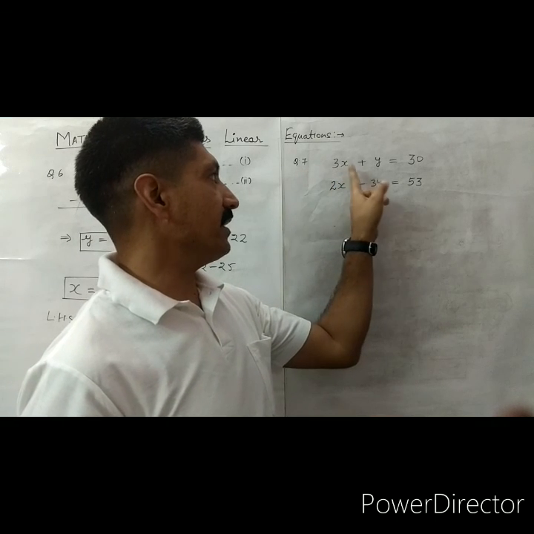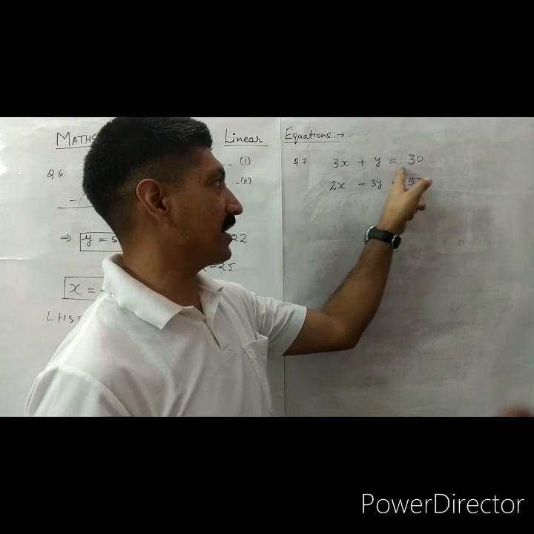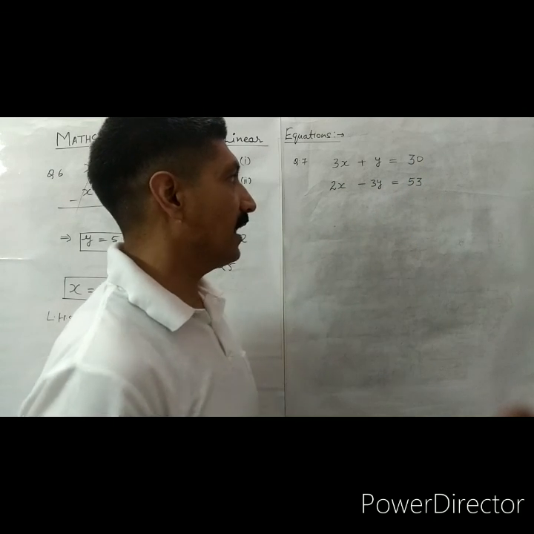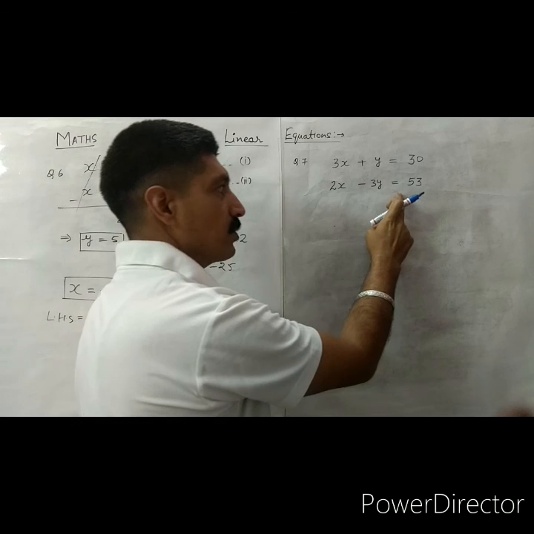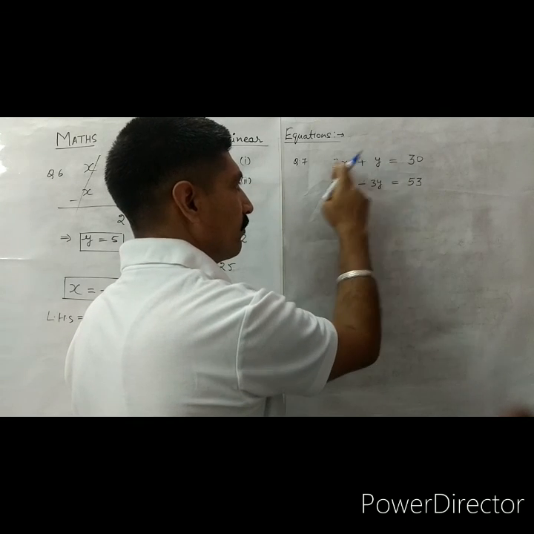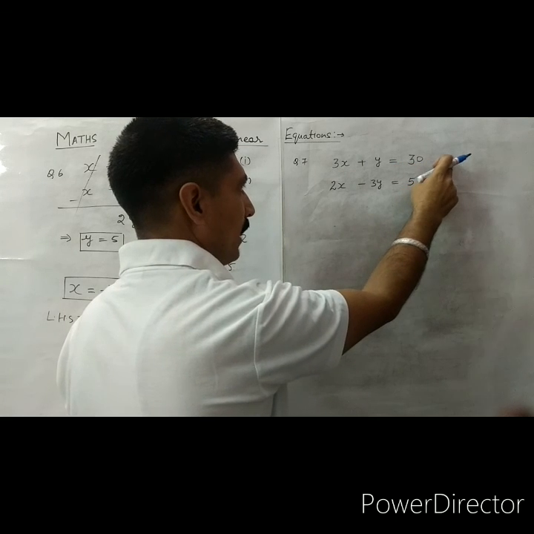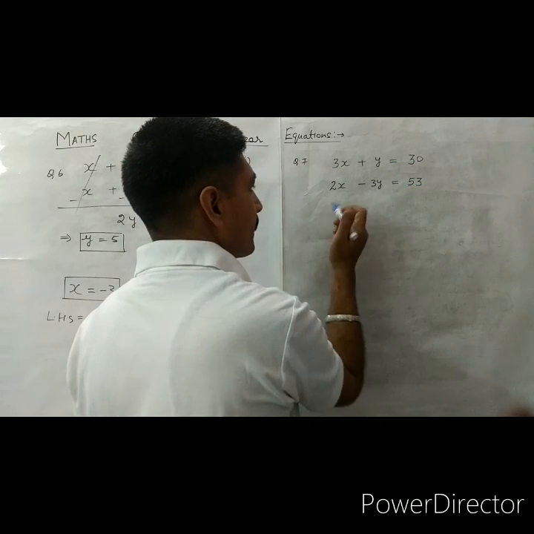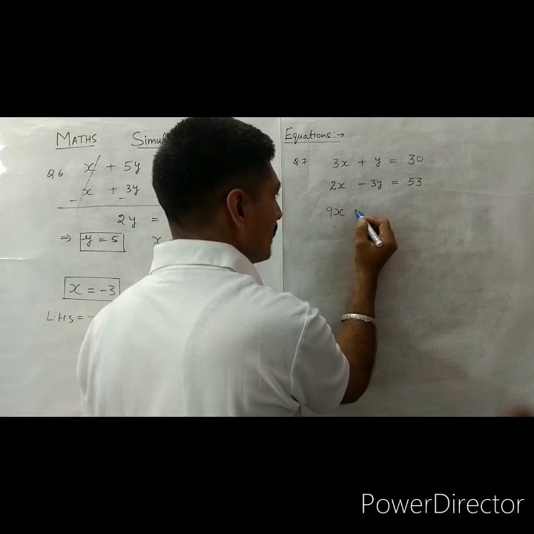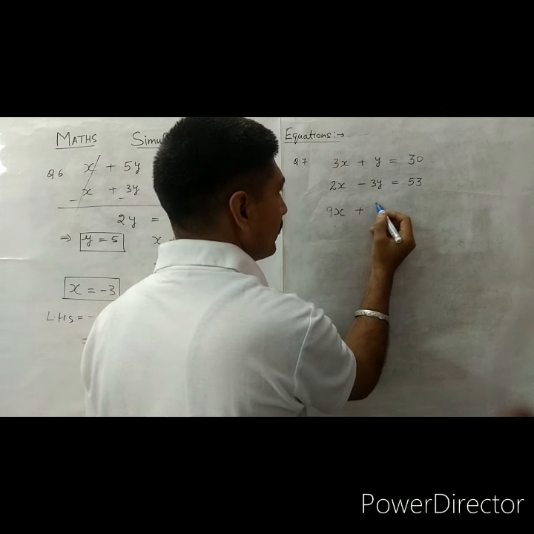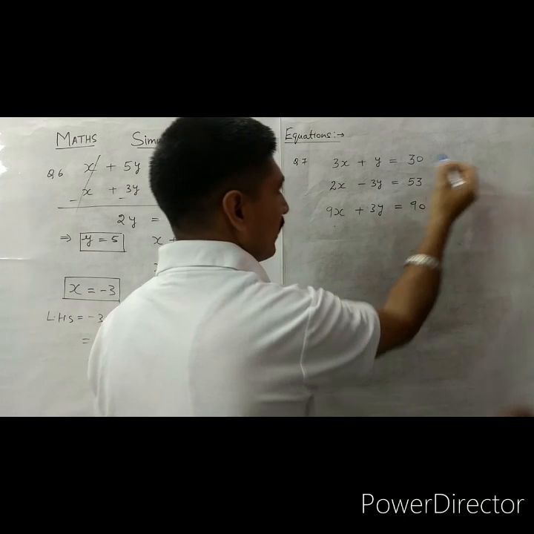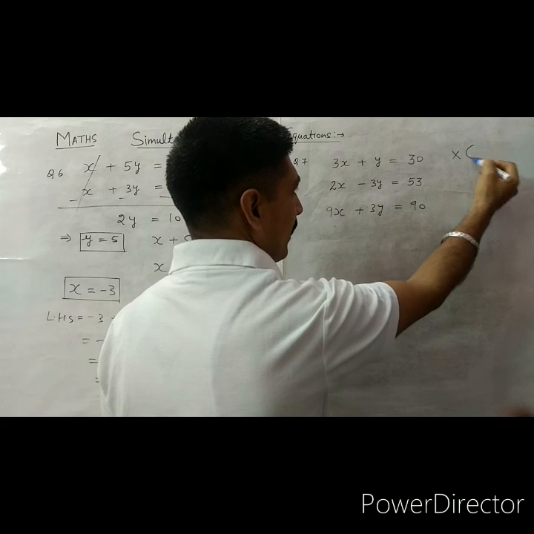Next, question number 7. Again we have 3x plus y is equal to 30 and 2x minus 3y is equal to 53. Now this is equation number 1 and this is equation number 2. To eliminate y here, we can multiply equation 1 by 3. So here we get 9x plus 3y is equal to 90. What we have done, we have multiplied equation 1 by 3.